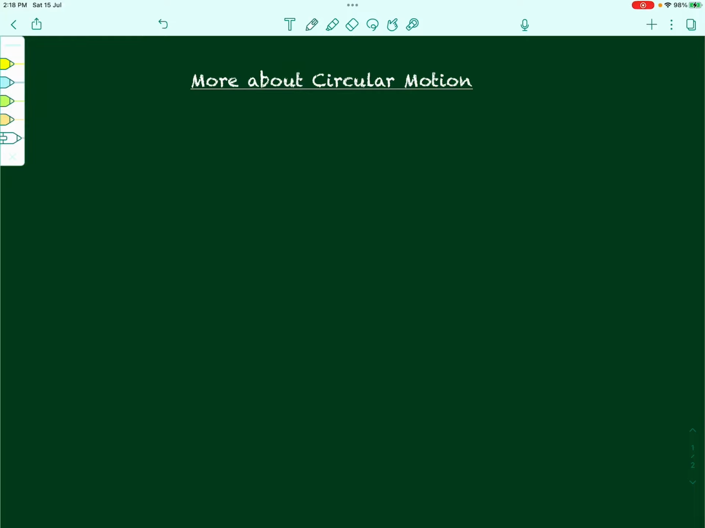Now we shall learn a few more things about circular motion, the quantities that we have defined in the previous video already. We shall learn a little bit more about those quantities, a little more in detail. So we start with the very first and the most basic quantity that we studied about circular motion, and that was angular displacement.